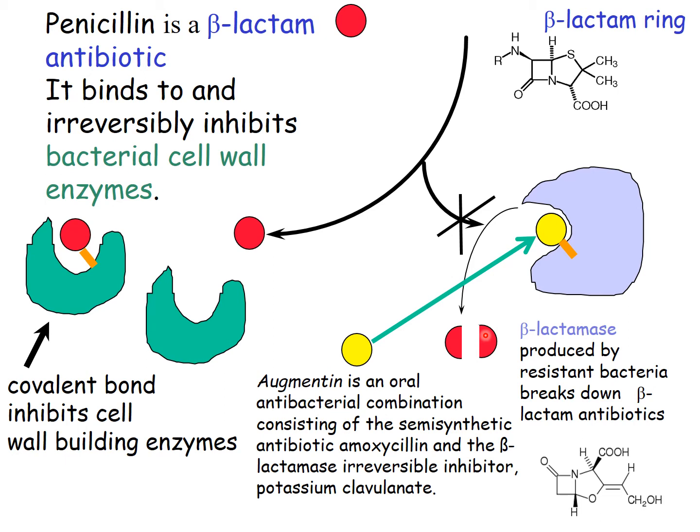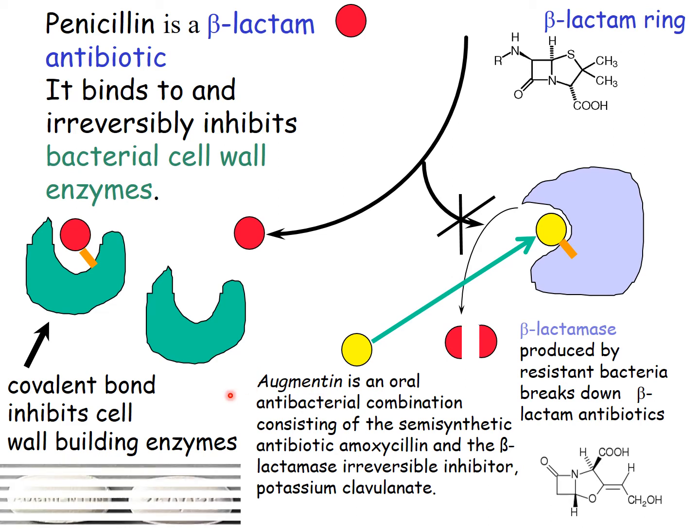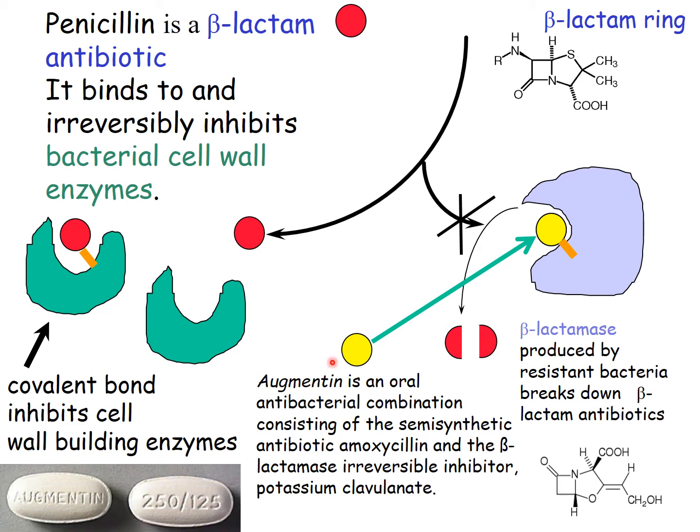So to counter the action of this beta-lactamase, new generation antibiotics such as Augmentin will always come in a combination of the antibiotic amoxicillin and an irreversible inhibitor for beta-lactamase, such as potassium clavulanate. So with this inhibitor, the antibiotic will no longer be degraded by the resistant bacteria.